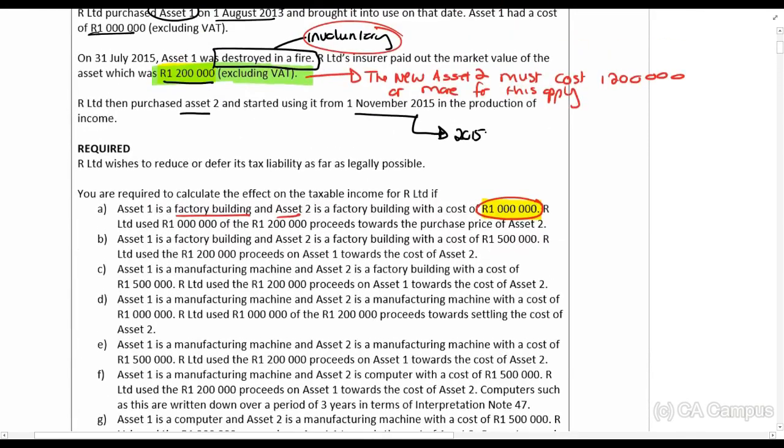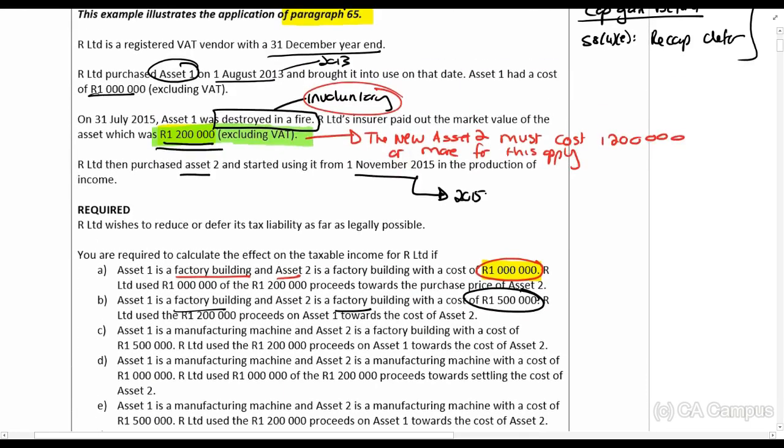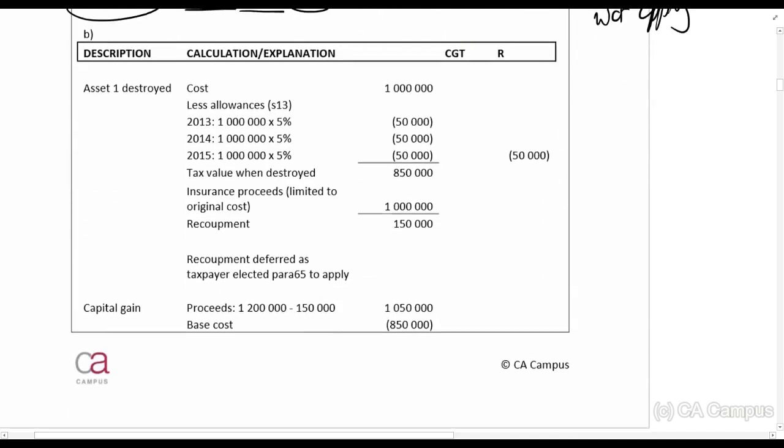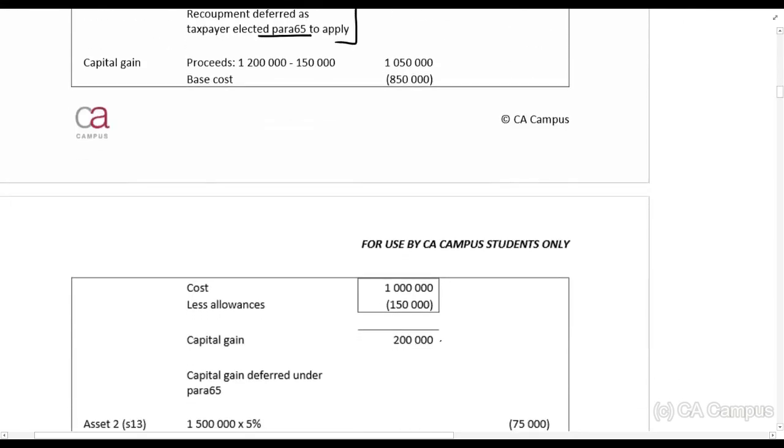Now B. Asset 1 is a factory and asset 2 is also a factory, but now asset 2 costs 1.5 million. So it costs 1.2 or more. So let's see what happens then. Okay, so we calculate the recoupment of 150,000 rands. Now we will apply paragraph 65. We calculate a capital gain of 200,000 rands. We will apply paragraph 65.